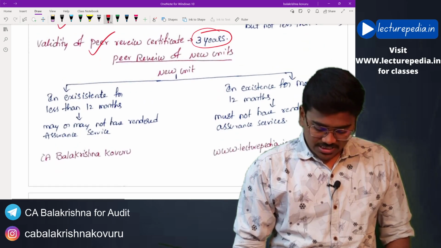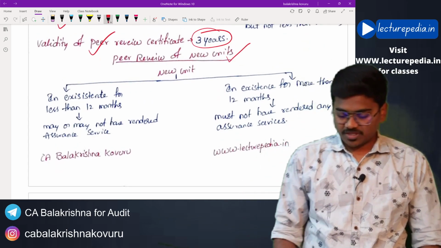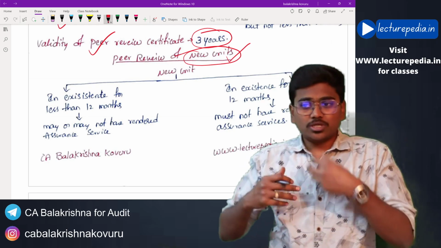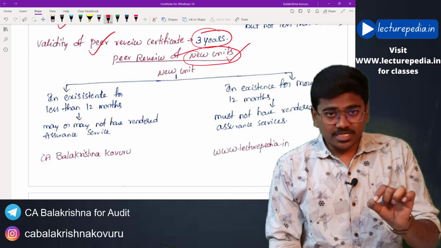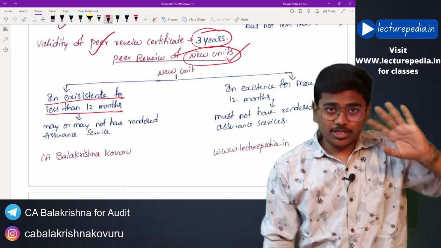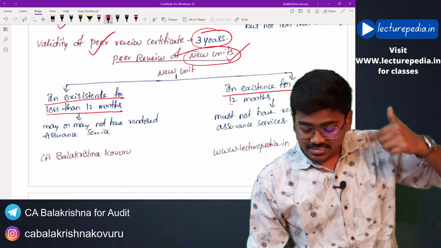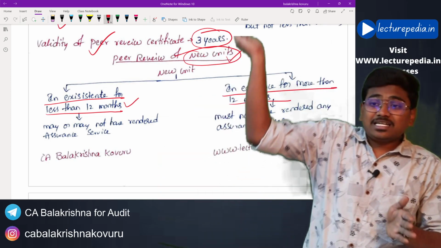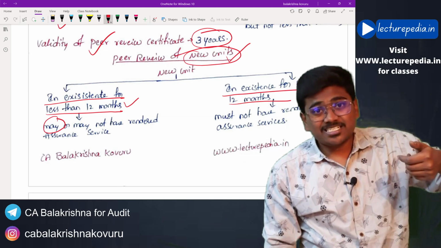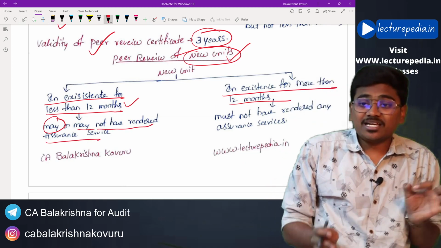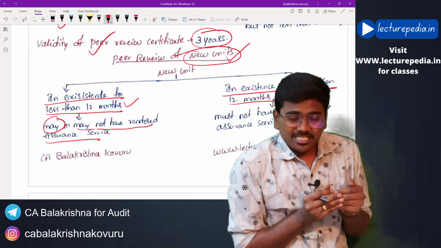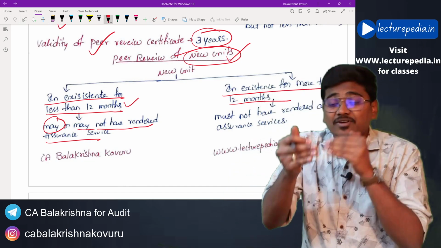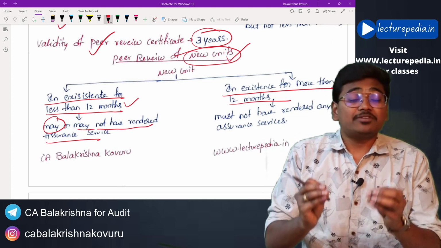Next, there is a new concept of peer review of new units. First of all, we will see what is the definition of a new unit. In order to call any practicing unit a new unit, see, the practicing unit may be in existence for less than 12 months, or in existence for more than 12 months. Firstly, if the practicing unit is in existence for less than 12 months, to call it a new unit, that practicing unit may or may not have rendered any assurance services. Even though the practicing unit is rendering assurance services or not rendering assurance services, since it is in existence for less than 12 months as on the date of application, it will be treated as a new unit.